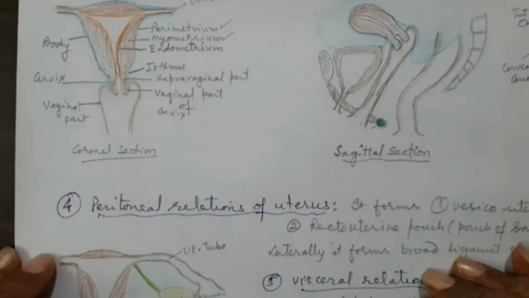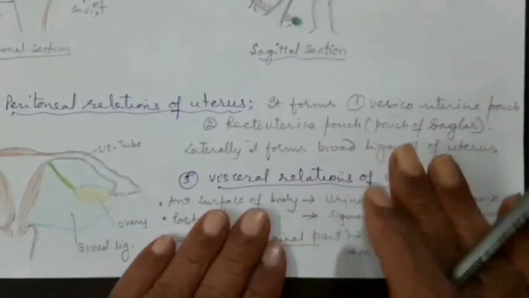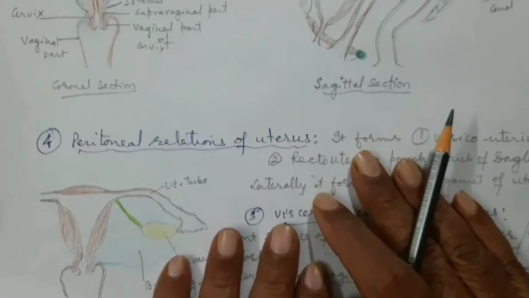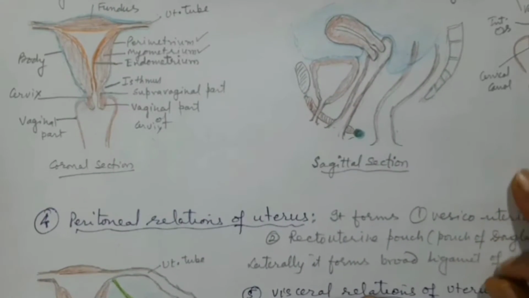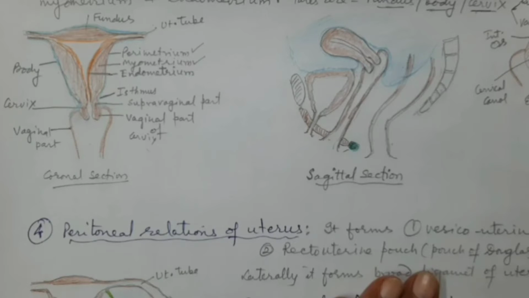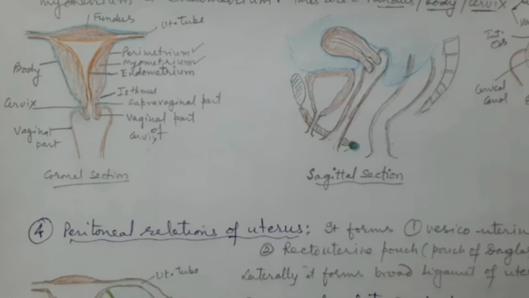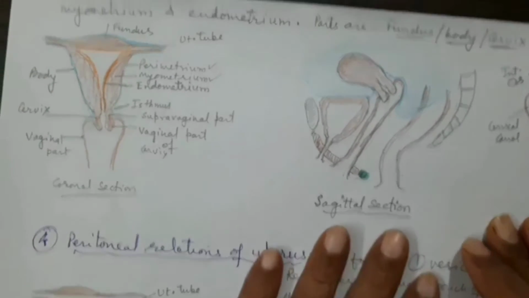Let us go to the next point, and that is the peritoneal relation of the uterus. So I am on this part, the peritoneal relation of the uterus. Let us see the parts. This uterus, for most of its part, is covered by the peritoneum.